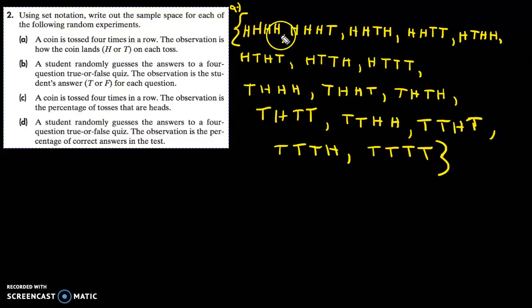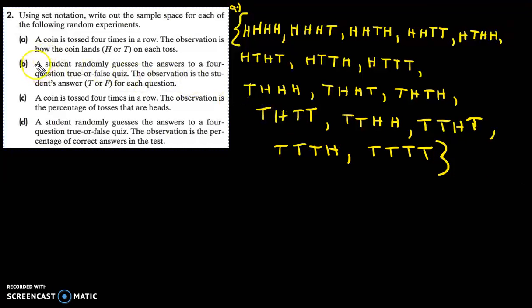And it's a good idea to use that sample space idea and think, okay, if there's 2 choices 4 times in a row, 2 times 2 times 2 times 2, 2 times 2 is 4, times 2 again is 8, times 2 again is 16, that you expect to get 16 things in your list. That way you know you're not missing any. So here's the sample space, 16 different things that could happen if you flip a coin 4 times.